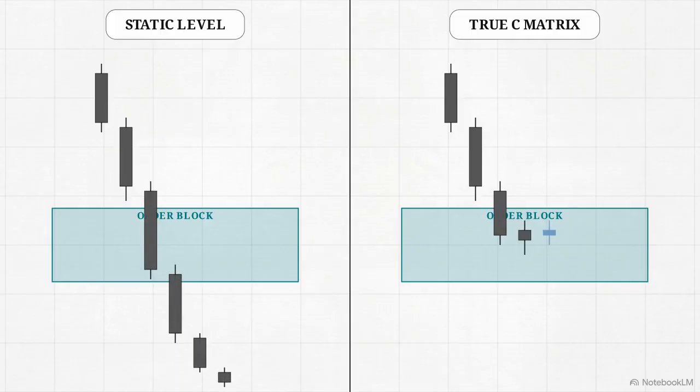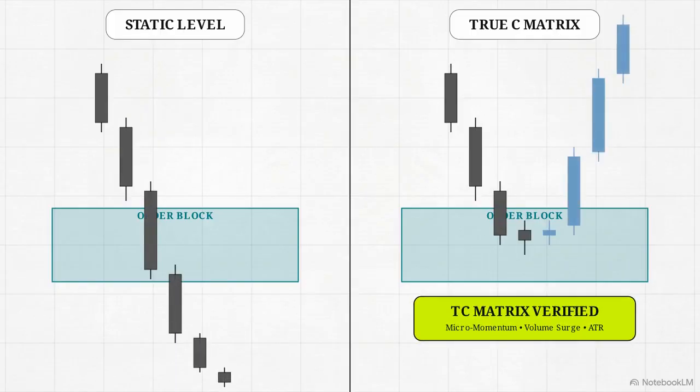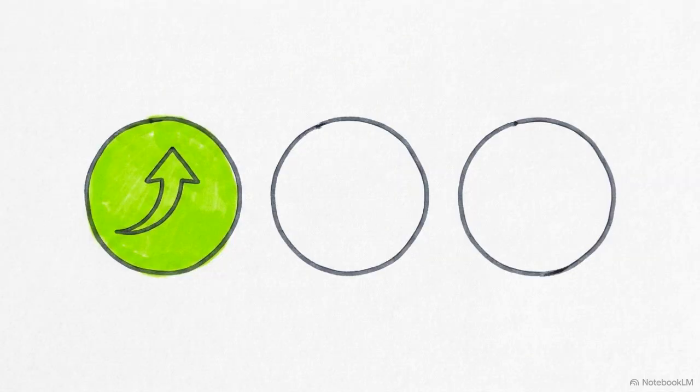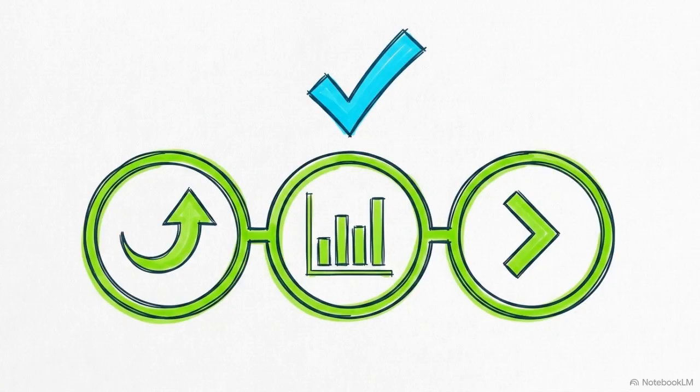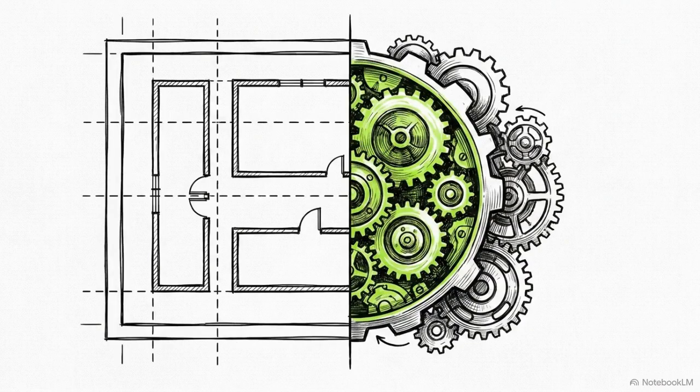This is a three-factor algorithmic filter built to confirm institutional intervention before capital is deployed. The matrix demands sequential, real-time proof. It requires directional momentum, verified volume, and clear structural displacement before a trade is executed. Effective execution requires moving past static levels toward dynamic multi-time frame microstructure confirmation.